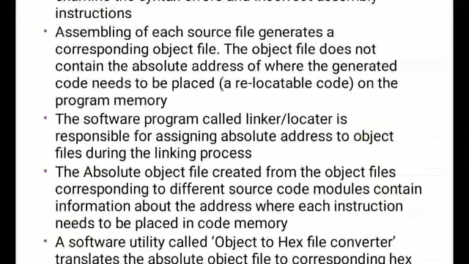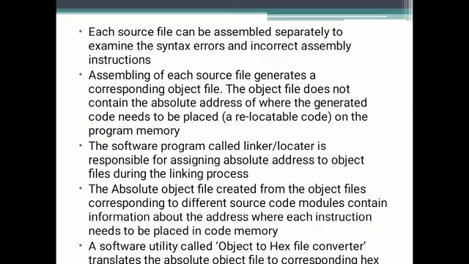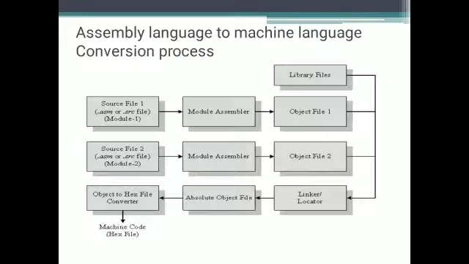The absolute object file created from the object files corresponding to different source code modules contain information about the address where each instruction needs to be placed in code memory. A software utility called object to hex file converter translates the absolute object file to corresponding hex.